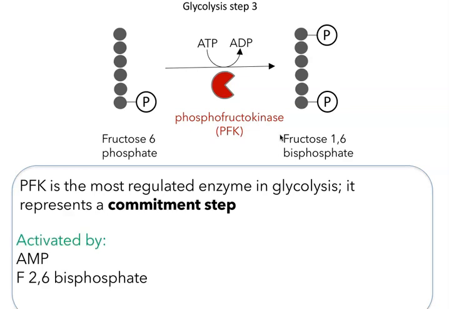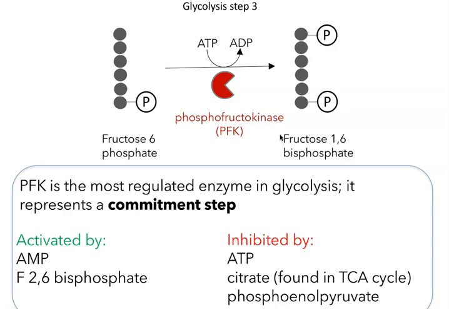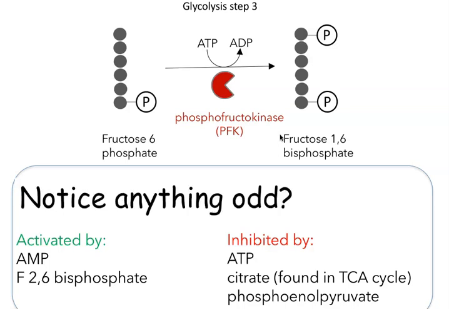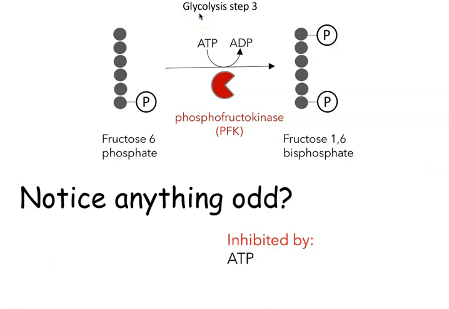There are many, many things that regulate phosphofructokinase. It can be activated by AMP and by fructose 2,6-bisphosphate. It can also be inhibited by ATP, by citrate, that's a compound found in the tricarboxylic acid cycle, and by phosphoenolpyruvate. Now, do you notice anything odd about this list of inhibitors? Well, what I'm hoping that you're going to notice is that it's a little weird that this enzyme is inhibited by ATP, because ATP is actually a substrate for phosphofructokinase.